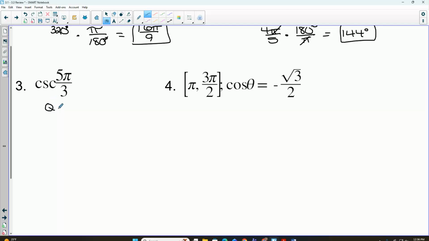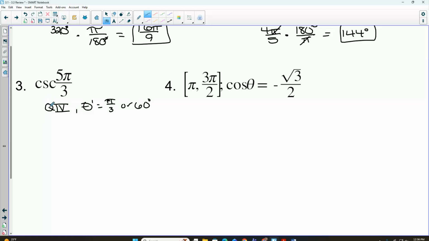What quadrant is this in? Okay. We know that double minus 1 is always quadrant 4. If you really got stuck, how could you figure it out? Convert to degrees, absolutely. Reference angle is just pi over 3, or if you're more comfortable thinking 60 degrees, that's perfectly fine.